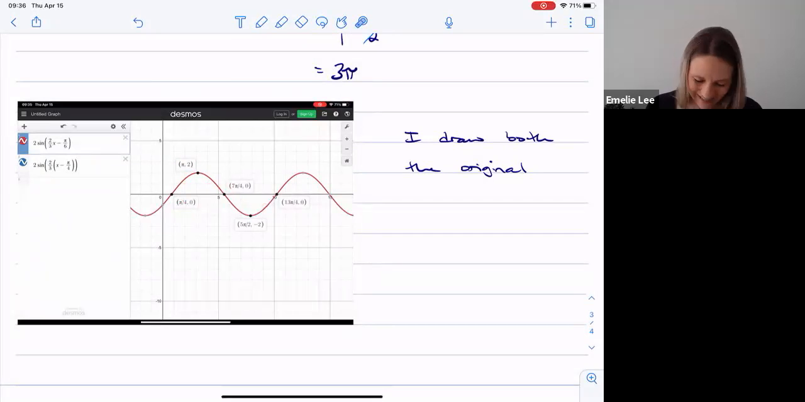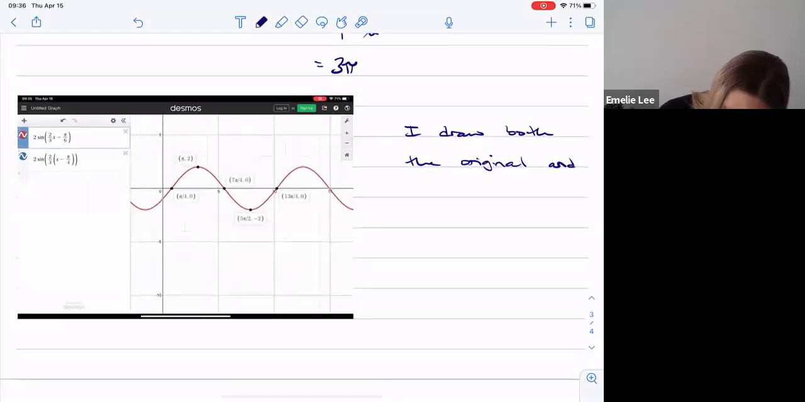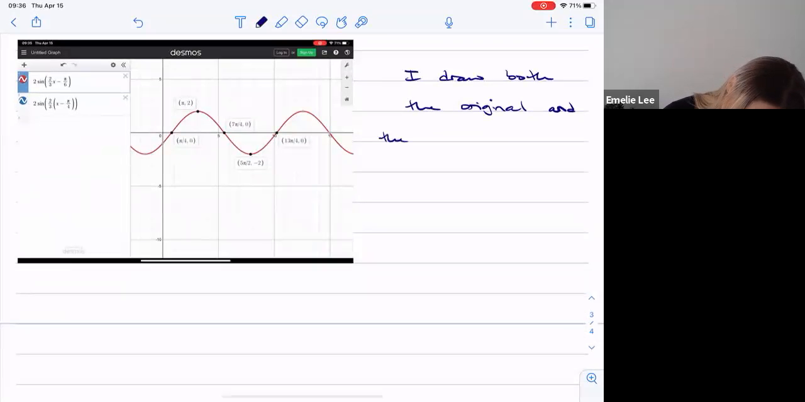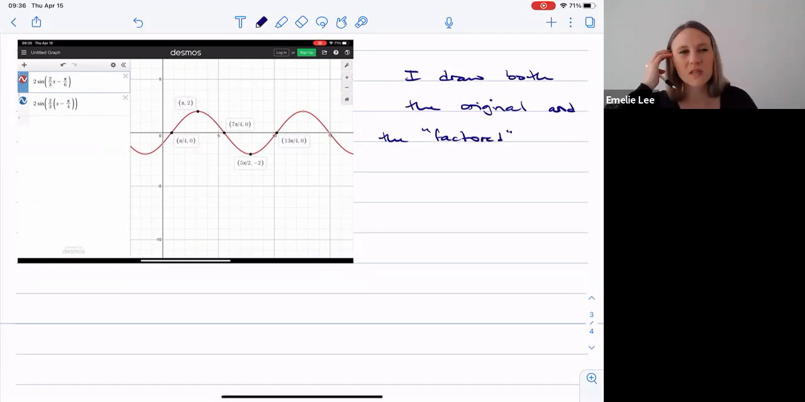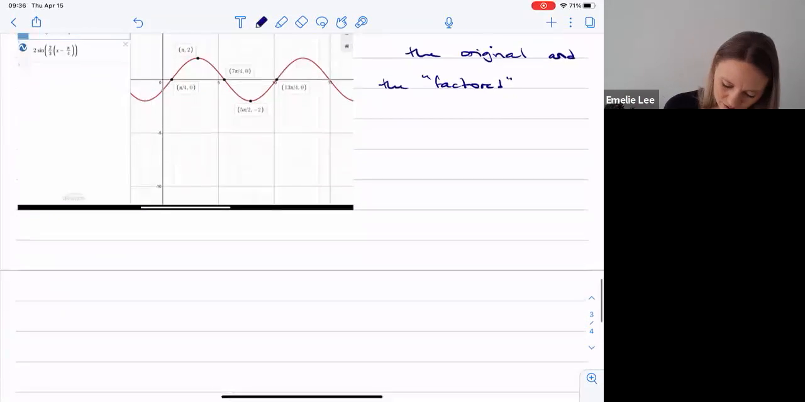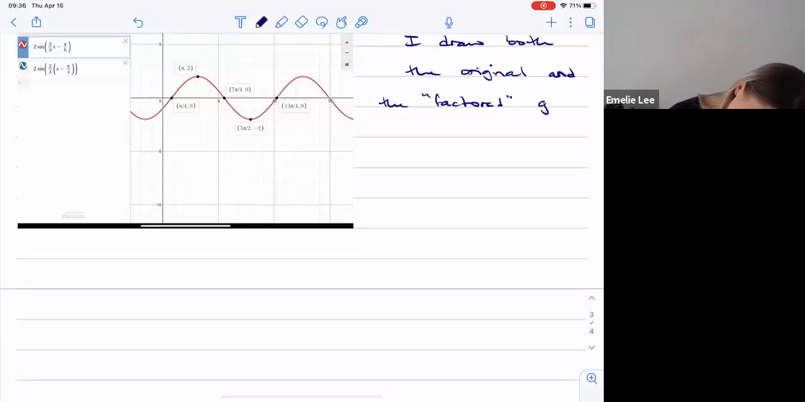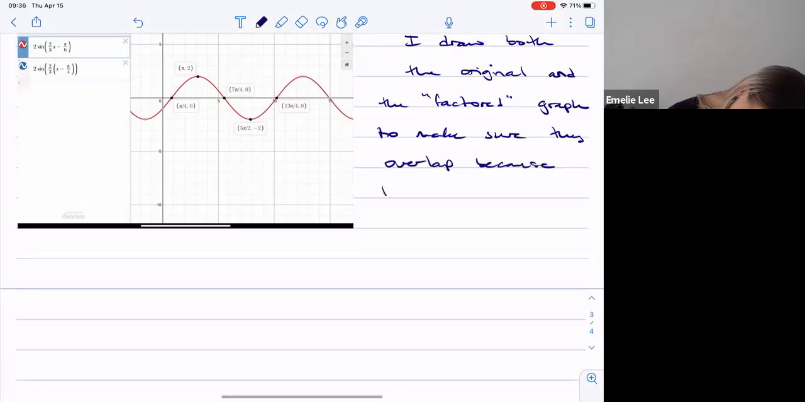So I draw both the original and the factored graph, and I'll kind of put factored in quotes, to make sure that they overlap, because that means that I did it right.